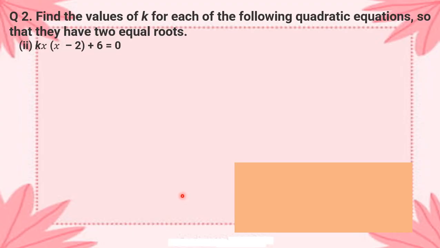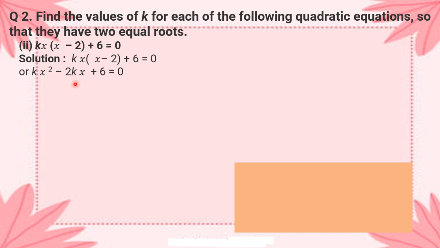Let's take the second problem of the exercise. Find the values of k for each of the following quadratic equations so that they have two equal roots. Here the second problem is kx(x − 2) + 6 = 0. We can rewrite this equation by multiplying kx inside the bracket (x − 2). So kx² − 2kx + 6 = 0.